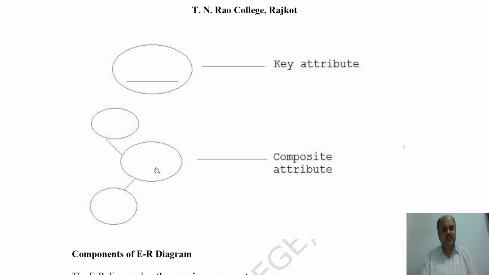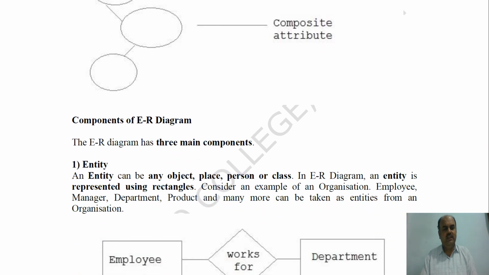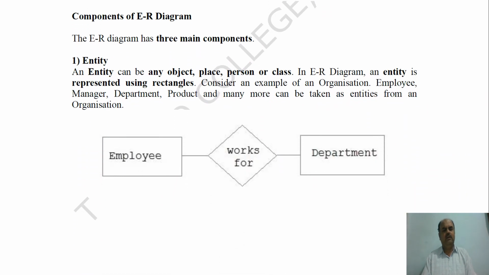It is represented in text. Suppose my address is this, then I will write address here. Here I will write the street number. Here I will write the city. Here another one will be the pin code, like that. So here we have discussed all the different kinds of symbols or notations used in the ER diagram.